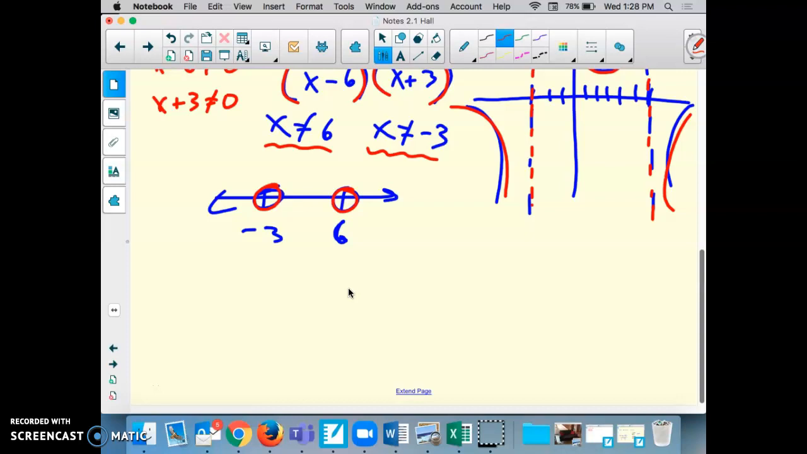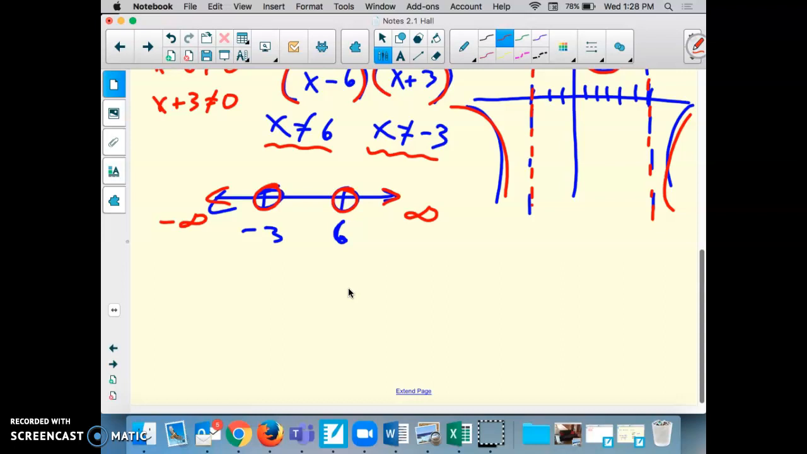Okay, so let's think about it. What's way out here? Negative infinity. What's way out here? Positive infinity. So everything is good except for negative 3 and 6. So let's go ahead and put down our domain, but in interval notation.